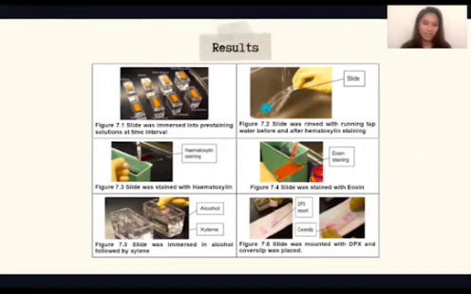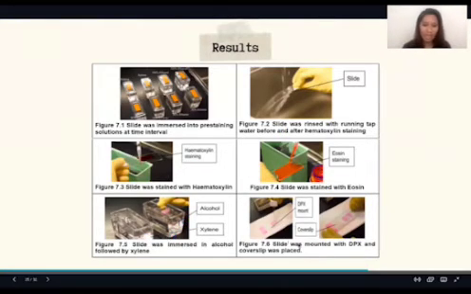The result is that the slide was immersed into pre-staining solutions at time intervals and rinsed with running tap water before hematoxylin staining. It was stained with hematoxylin, rinsed again before staining with eosin, and then immersed in alcohol followed by xylene. The slide was mounted with DPX and a cover slip was placed.